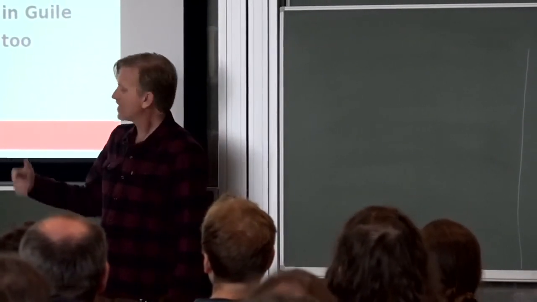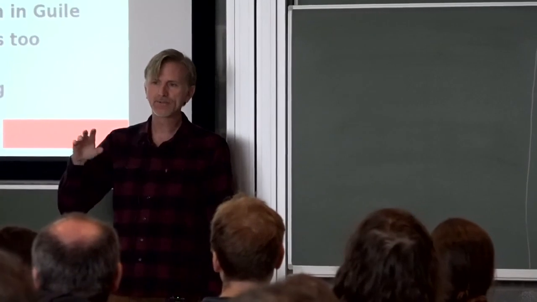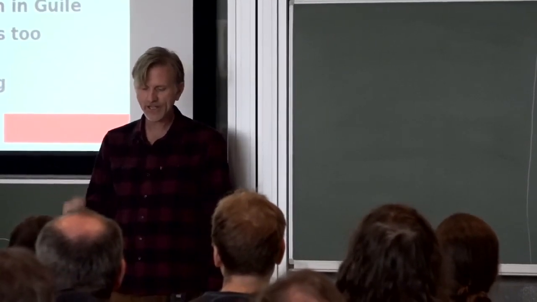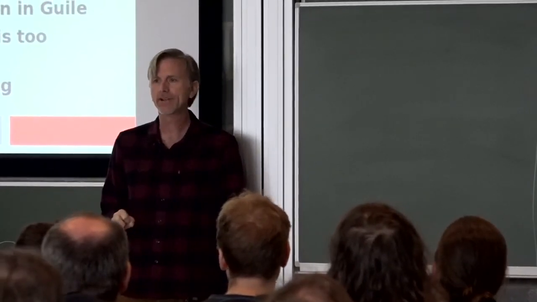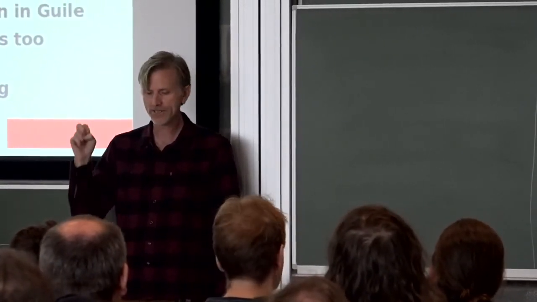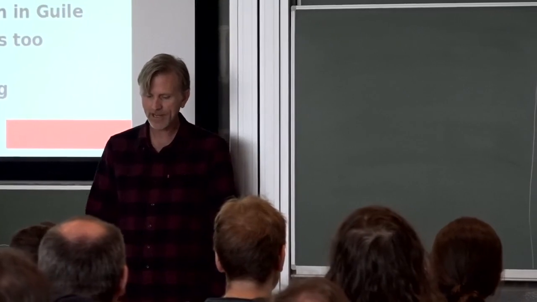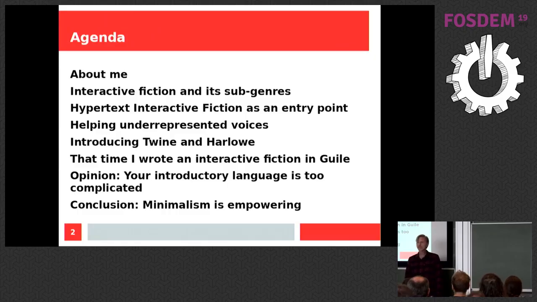So the quick agenda is going to talk a little bit about me, about the three subgenres of interactive fiction. I'm going to talk about why hypertext interactive fiction is the most important type of interactive fiction for beginner code programmers today. I'm going to introduce Twine and its scripting language, Harlowe. I'm going to talk about the time I tried to write an interactive fiction in Guile. And then I'm going to end with my editorializing that your introductory language is too complicated.